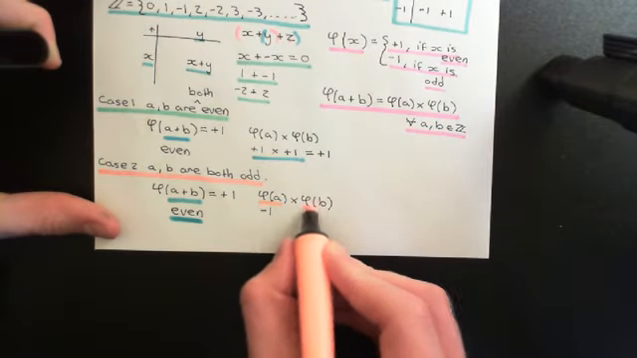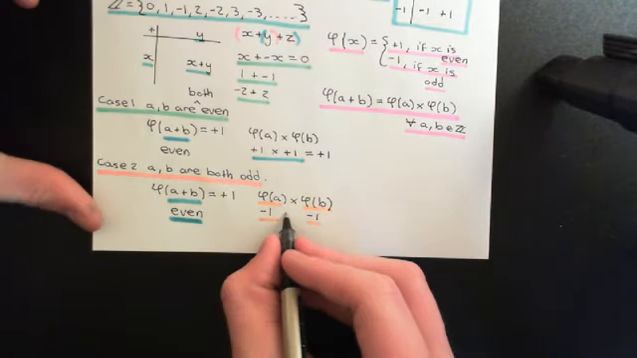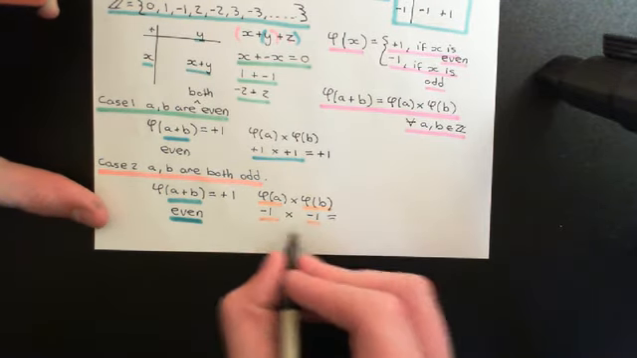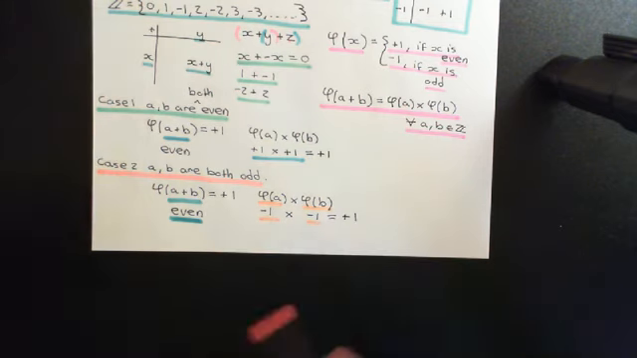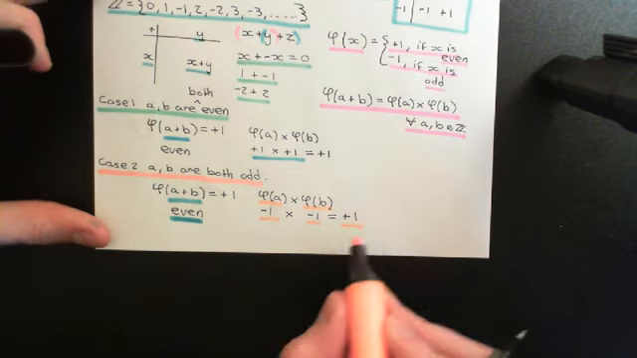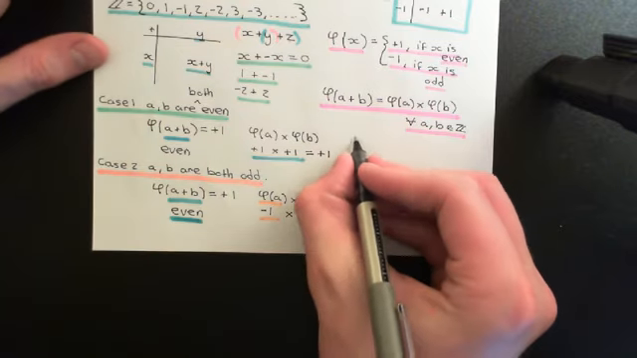So phi of little a and phi of little b are both negative 1. Now all I need to do is multiply those two together, but bravo, negative 1 times negative 1 is equal to plus 1 in my group S2. So that's worked perfectly as well. The left-hand side is equal to the right-hand side. So that's case 2.